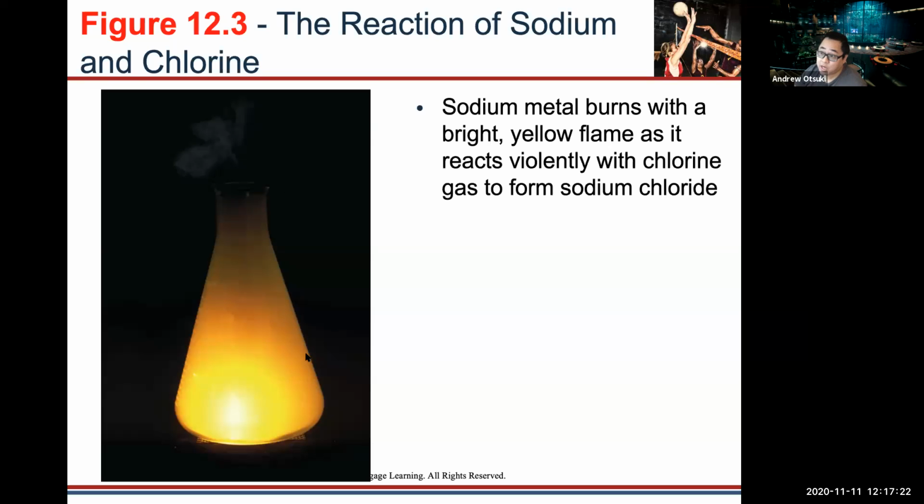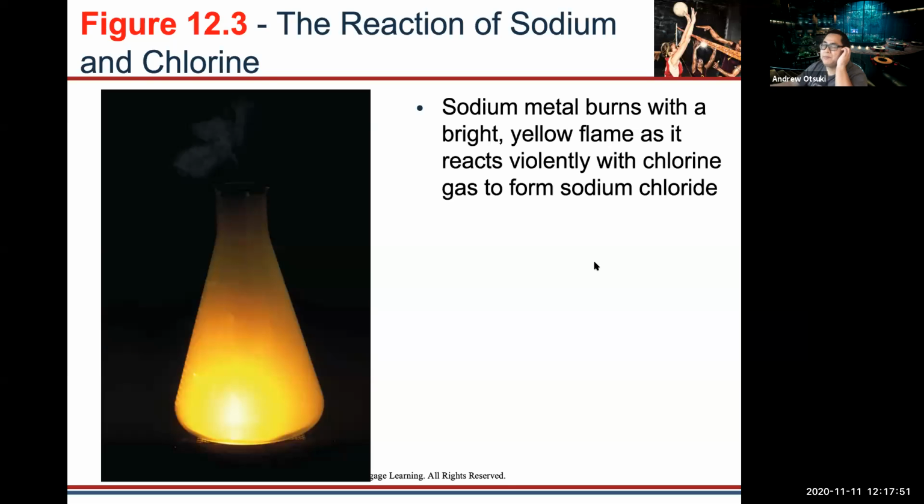So it's a color change, because you start with sodium metal and chlorine gas, not really colored, but now you see this bright yellow flame indicating that a chemical reaction has taken place. So that is pretty cool here. At the bottom, that's where the energy dies down and you can see the smoke it gives off. Okay, let's move on.